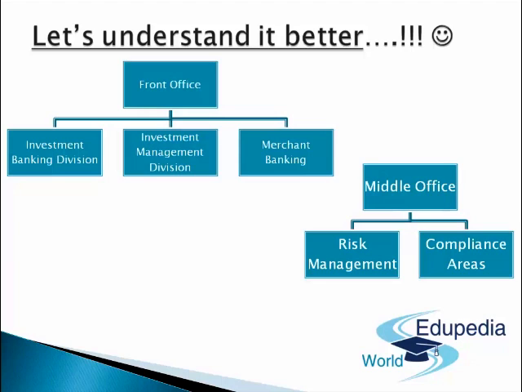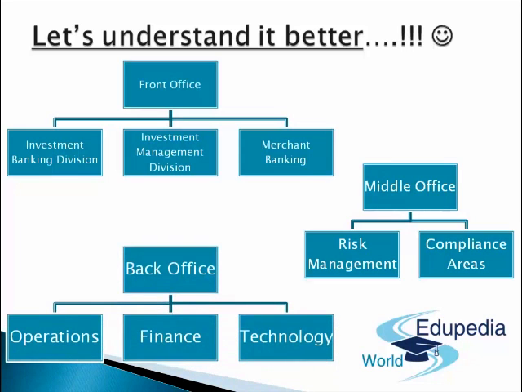So now let's hop on to the last, the back office structure, which is available in an investment bank. So guys, back office involves three categories: operations, finance, and technology. Operations involves checking the data of trades that have been conducted, ensuring that they are not erroneous, and that the required transfers are being made on time.